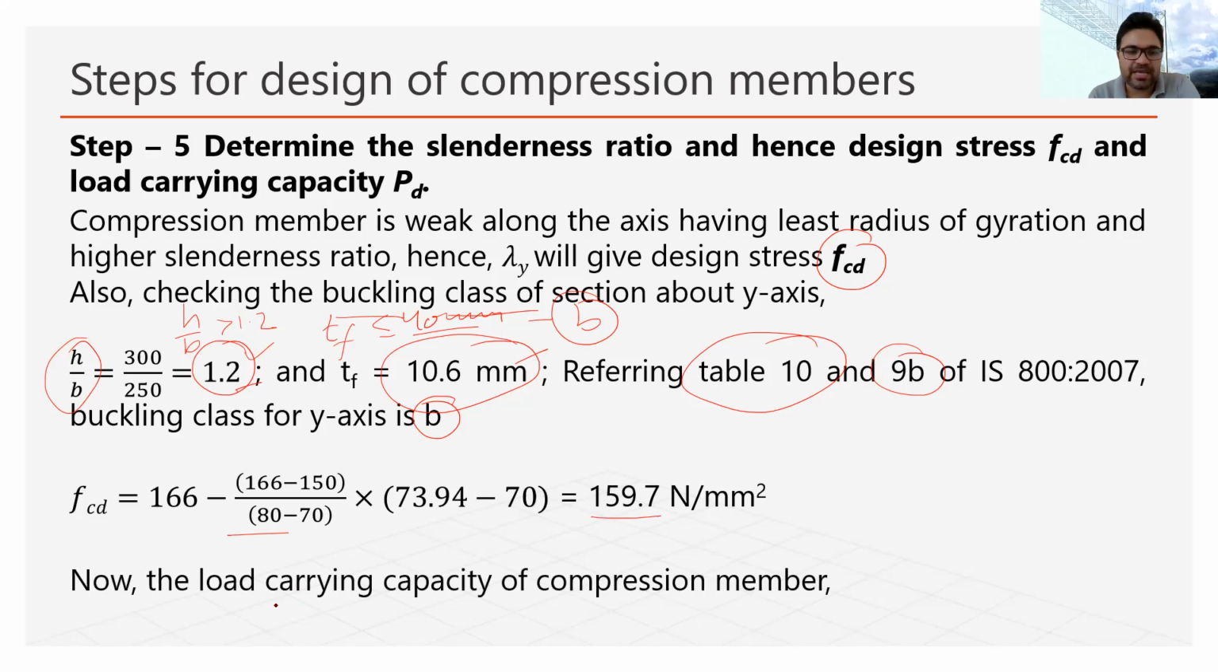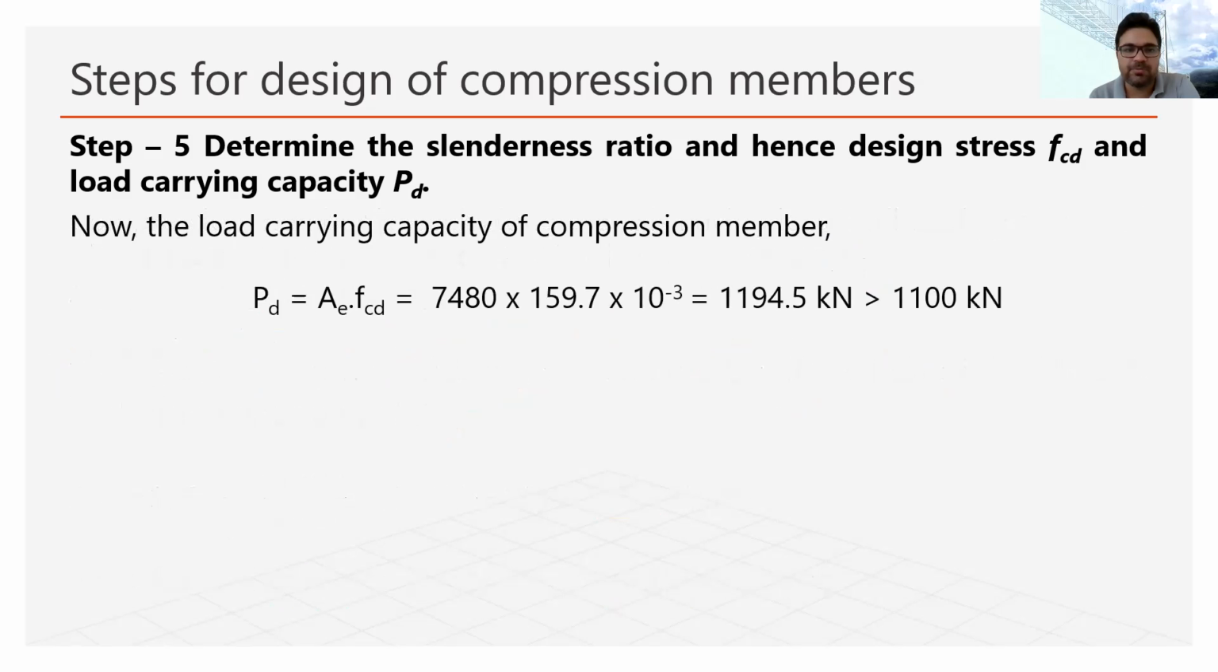Now we will find the load carrying capacity of the compression member. The load carrying capacity will be AE into FCD, and our adopted area for the ISHB 300 was 7480 multiplied by FCD, and the load comes out as 1194.5, while the required load which was to be supported was 1100. As per the question, we are required to select the section which will support this load. The load carrying capacity of the chosen section is 1194.5 kilonewton, so it is more than this.